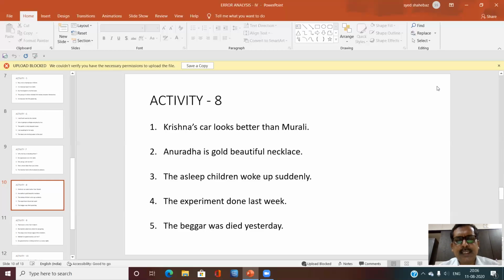Next, the experiment done last week. So the sentence has to be in the passive voice. In the passive voice, we use the be form before the main verb. The experiment was done last week. Fifth sentence, the beggar was died yesterday. Passive voice is not necessary. It is giving the wrong sense of meaning. The beggar died yesterday.